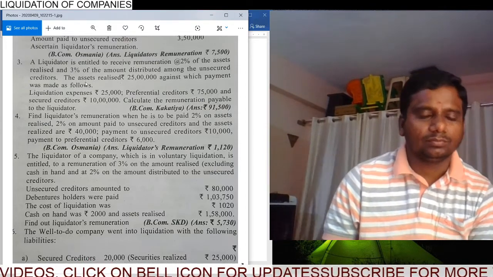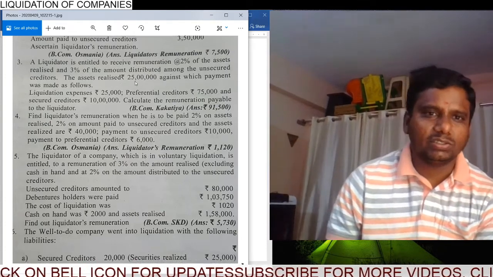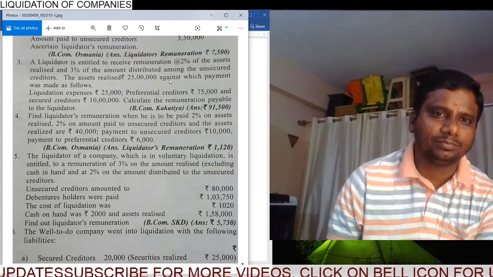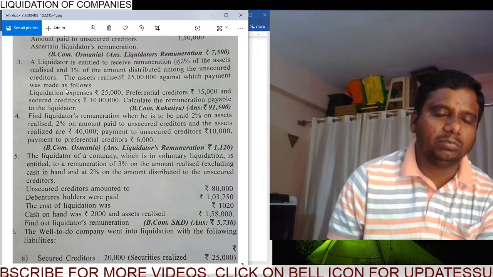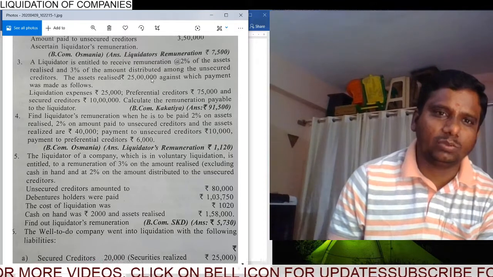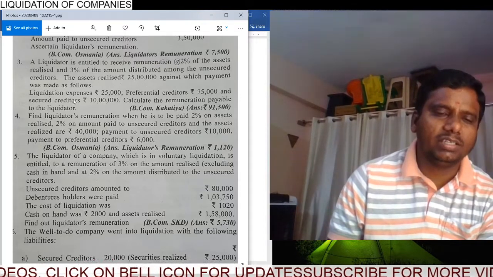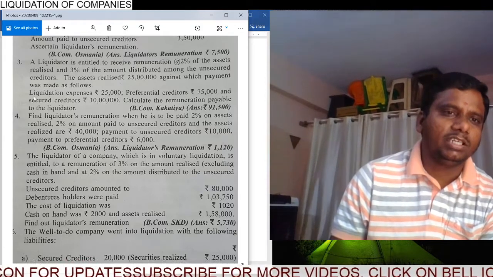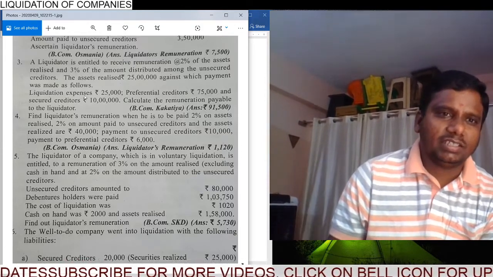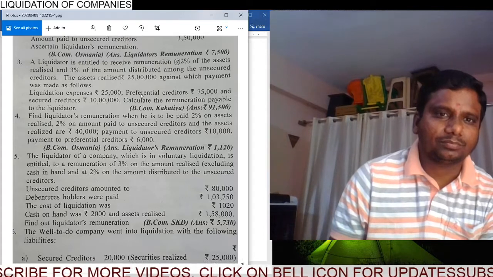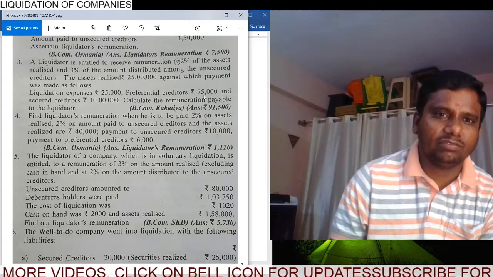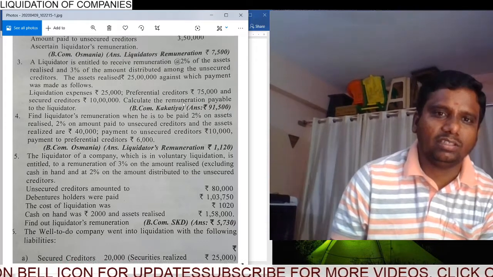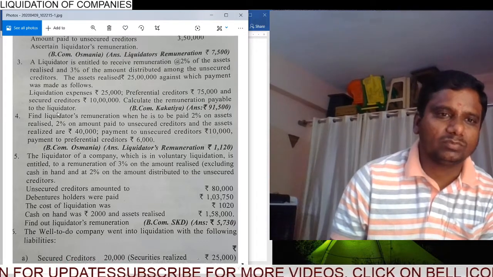Okay, students? The assets realized are 25 lakhs. So what are the total assets realized? 25 lakhs. Against which payment was made as follows. So out of these 25 lakhs, how is he distributing the payments? First, he paid liquidation expenses 25,000, preferential creditors 75,000 and secured creditors 10 lakhs. Calculate the remuneration payable to the liquidator.